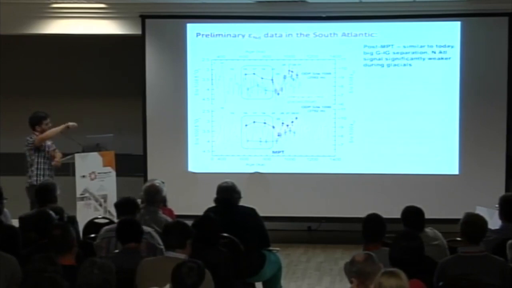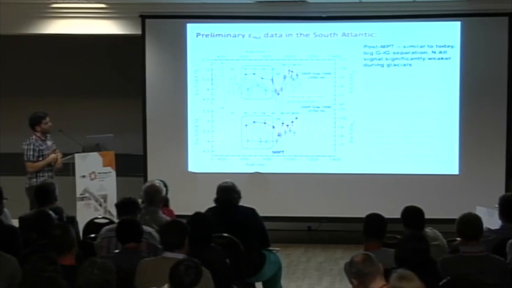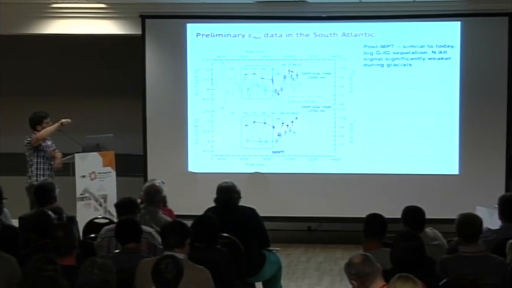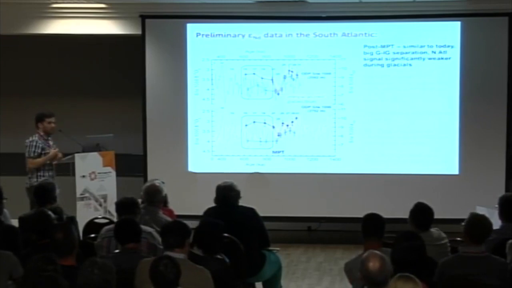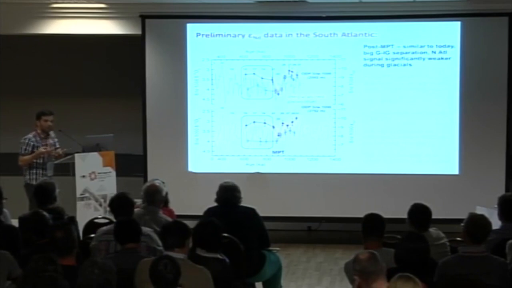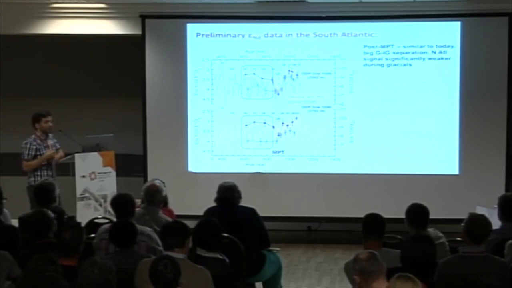So the first thing I want you to notice about this is that if we look at the post-NPT described here at this transition time around 900 kiloyears, is that there is a significant difference between interglacial epsilon neodymium values and glacial epsilon neodymium values. This is pretty much the standard knowledge that we have for the LGM, for instance.